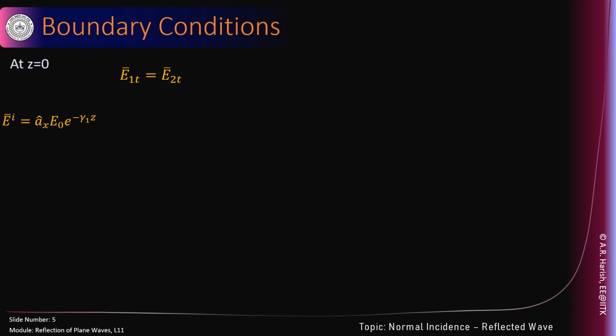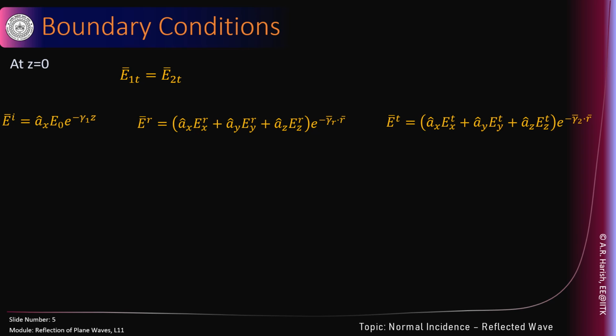So let's write down the field equations, the electric field equations in both the regions. In region 1, we have Ei, we have Er, and in region 2, we have Et. So we will enforce the continuity of tangential component, that is the x component, that is E naught plus Exr times that exponential quantity equals Ext times that exponential quantity.